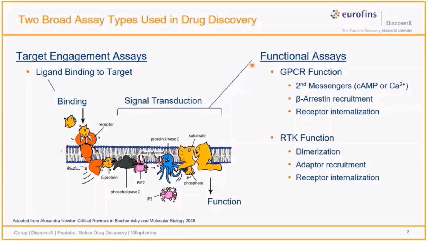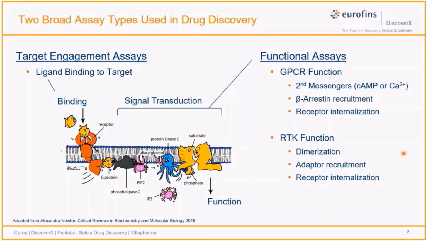Functional assays measure downstream events that are initiated by ligand binding to their targets. Examples of functional assays for GPCRs are measurement of second messengers, such as cyclic AMP and calcium, and recruitment of beta-arrestin. For a receptor tyrosine kinase, examples of functional assays would be subunit dimerization and adapter recruitment.